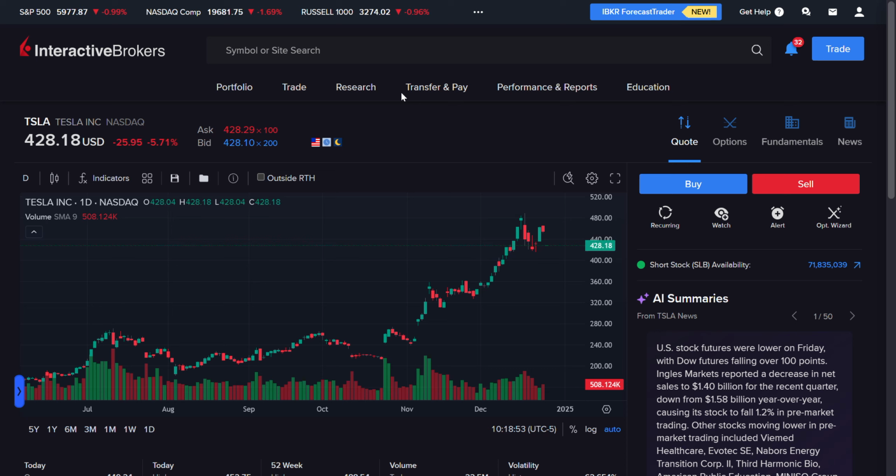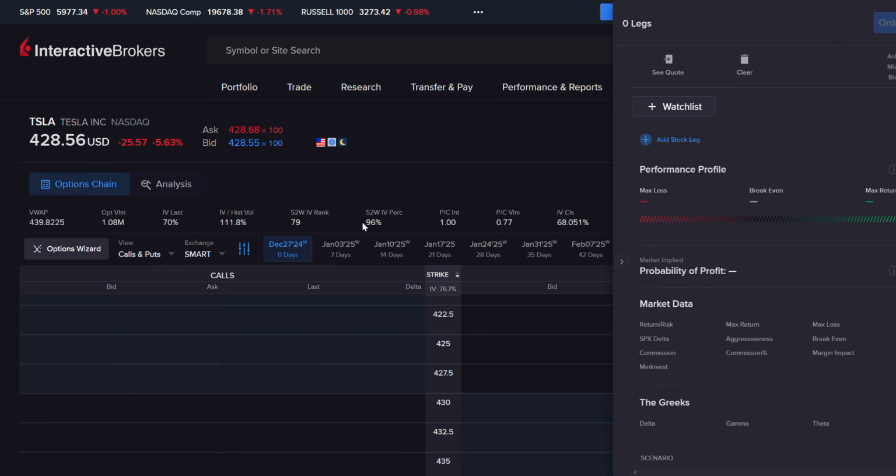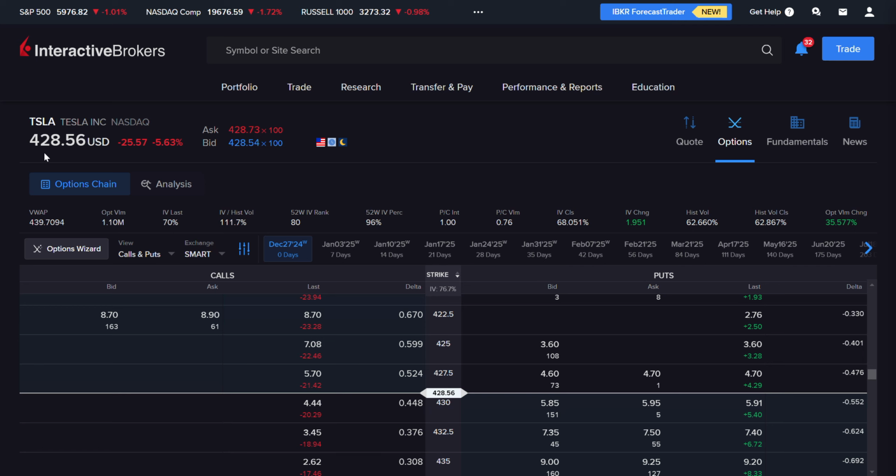So let's take a look at this screen. We're looking at Tesla stock here. Let's look at the options tab. You can see that Tesla stock is now trading at a market price of 428.75 USD. Now it's 428.88.